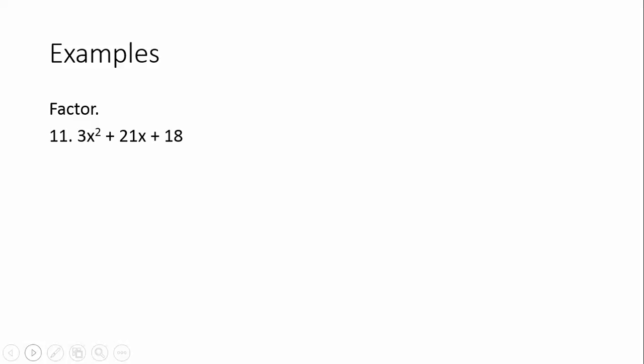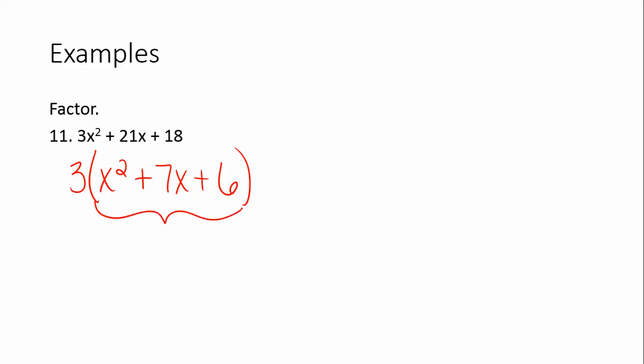I think this is the last example. We have 3x squared plus 21x plus 18. Hopefully you're seeing that you can factor out a 3. It's going to make it much easier to factor. x squared plus 7x plus 6 is what's left over, and this is what needs factored, bringing the 3 down because it's still part of the answer.